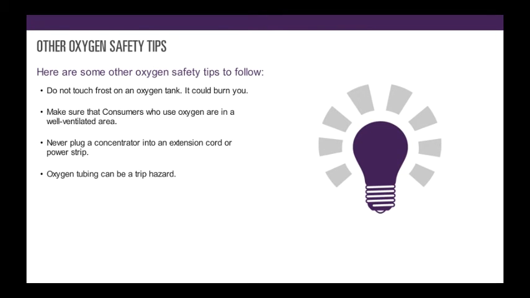Be careful of oxygen tubing. It can be a trip hazard. Straighten it and watch where it lies so no one trips on it. Do not roll oxygen tanks when moving them. Keep them upright. Keep the oxygen supplier's number near the phone or in an easily accessible place so you or the consumer can call if necessary. Check with your home care agency to learn their oxygen policies.